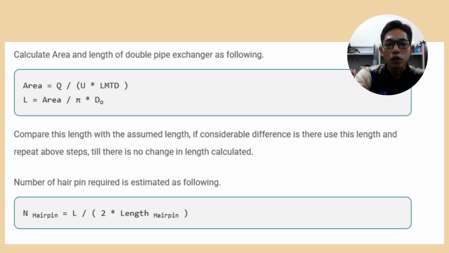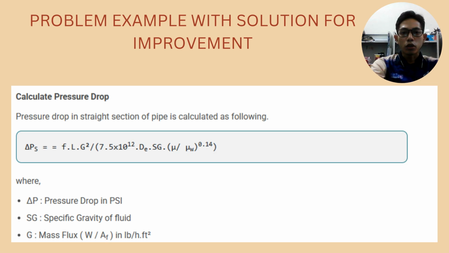The number of hairpins required is estimated as follows: hairpins equal L over 2 multiplied by the length of a hairpin. Problem example with solution for improvements.